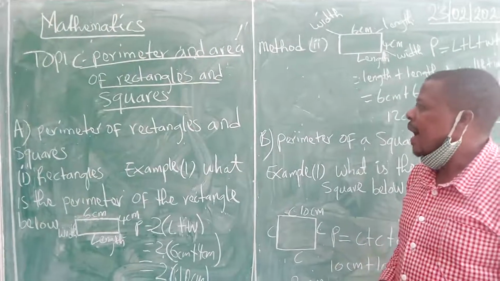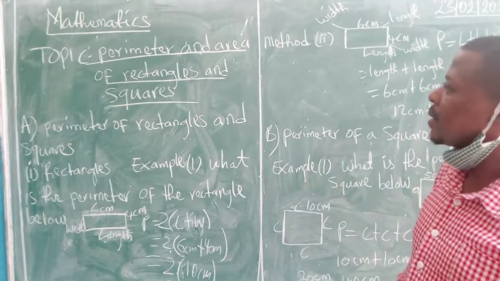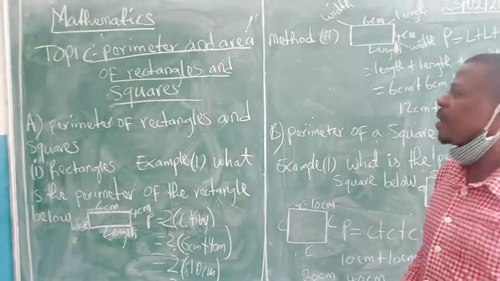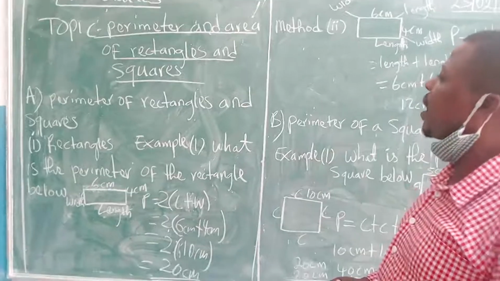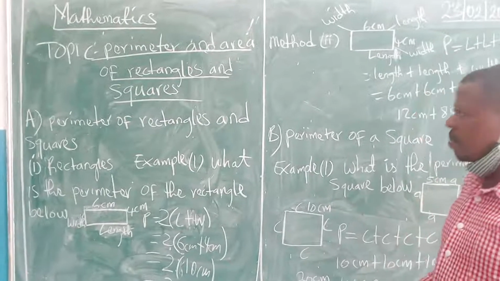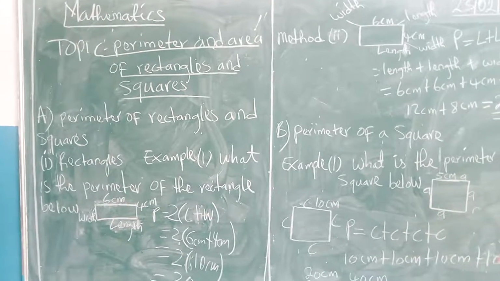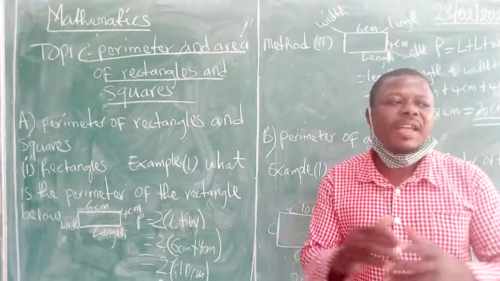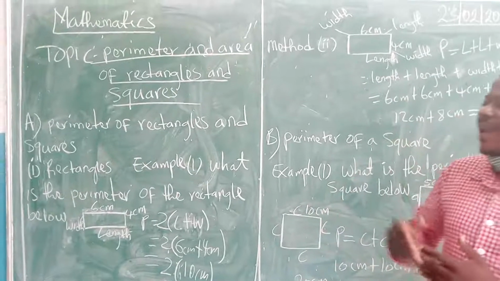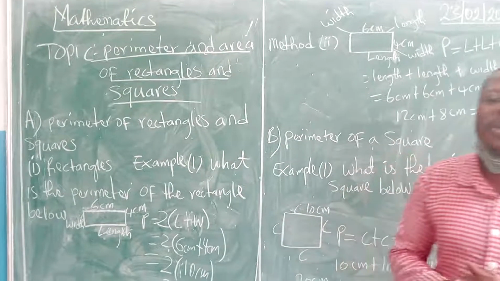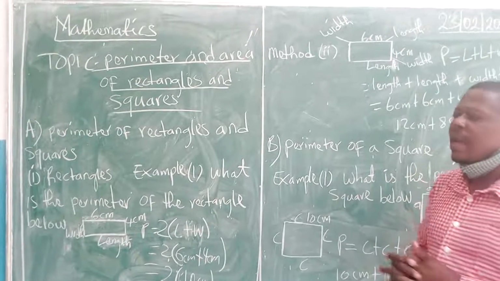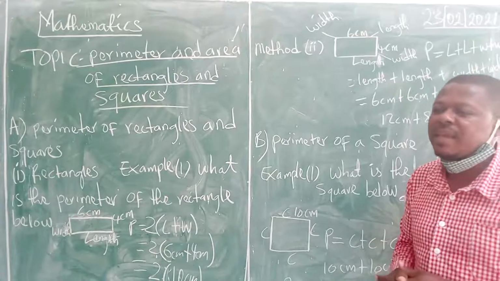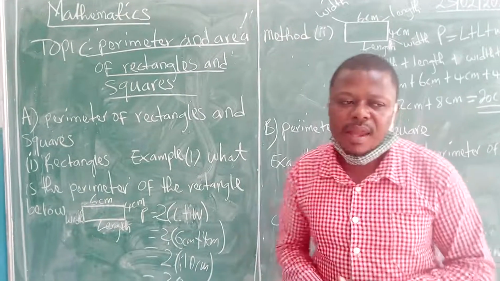We are in a mathematics lesson, and the topic under investigation is perimeter and areas of rectangles and squares. But before we start looking at the perimeter and area of rectangles and squares, it would be nice for us to take a little look back on our previous lesson in mathematics. In our previous lesson, we were looking at time intervals, calculating time intervals.